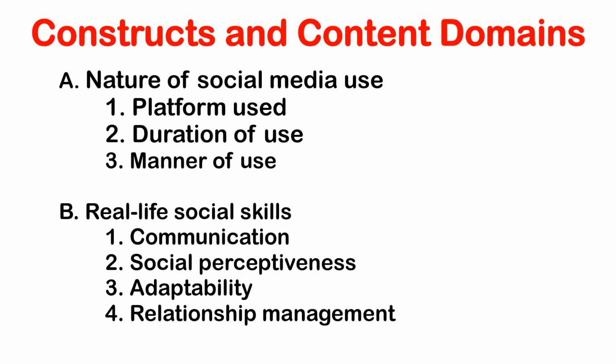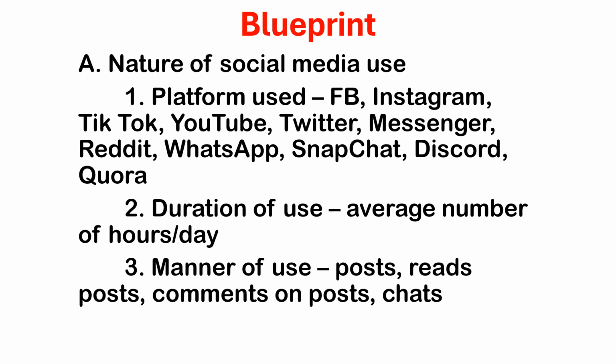Where do you get this? You can read literature. This can also be from your own knowledge or from knowledge of experts. So under real-life social skills, the content domains are communication, social perceptiveness, adaptability, and relationship management. Create a blueprint. Under nature of social media use, platform use, list down all of the different social media platforms. Number two, duration of use is the average number of hours per day. And three, manner of use, posts, reads posts, comments on posts, or chats.